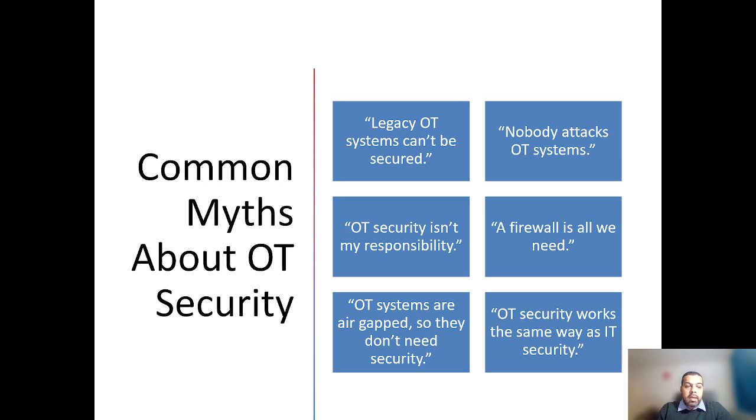OT systems are air-gapped, so they don't need security. This may have been true, I would say, for a few decades, but today most OT networks connect directly or indirectly to corporate networks, and therefore to the internet. So they are no longer fully air-gapped. They somehow connect indirectly to the internet or to the corp zone or to the business or enterprise zone, where you have a wider attack surface.